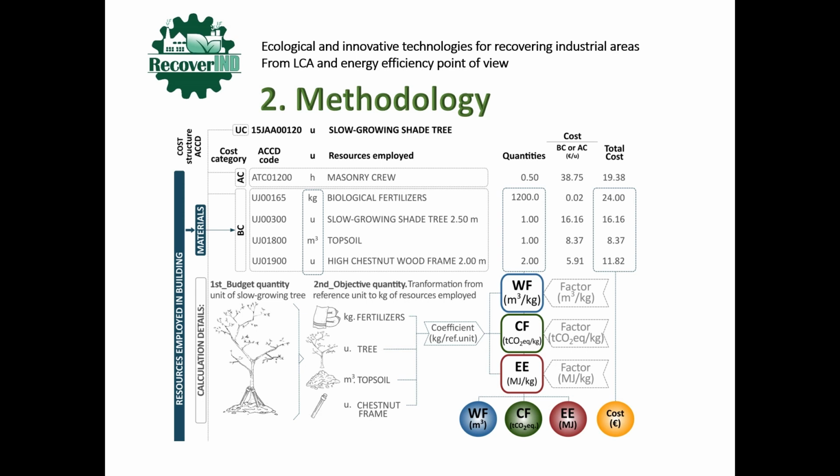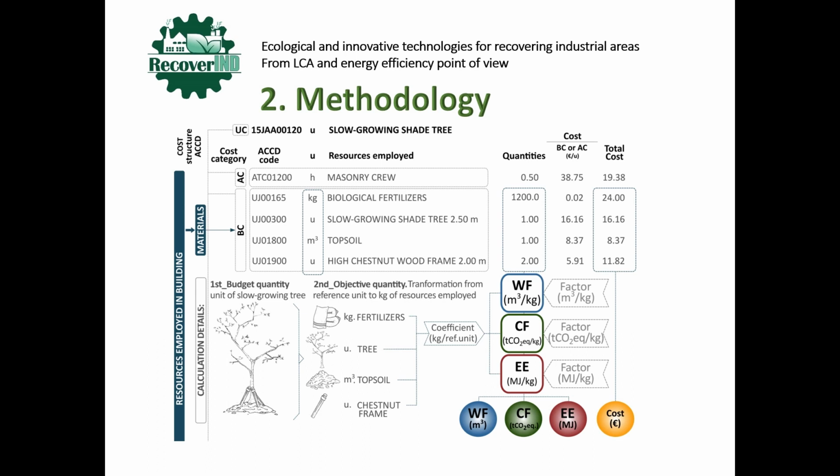And here is an example of how we can perform that. For that, we have here an auxiliary cost. That's the masonry crew. There's a group of people working together. Or we have materials, like in this case, a tree that we will have in the urbanization project. And here we have the tree, a unit, or the fertilizers, the topsoil, and the frame that keeps the tree in place. And all those elements together are this construction unit, that it's a tree.